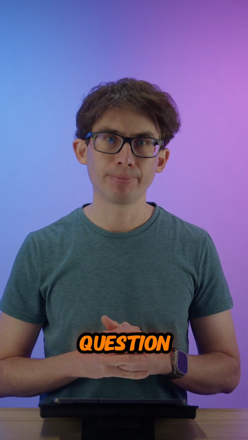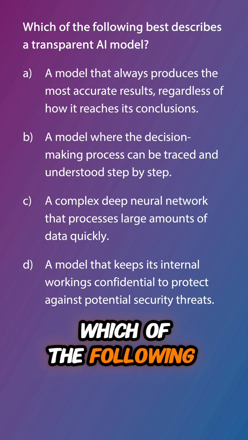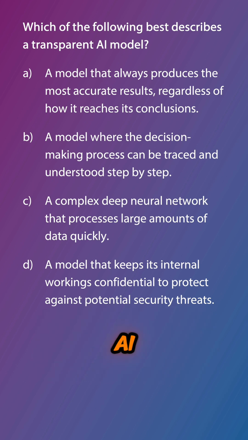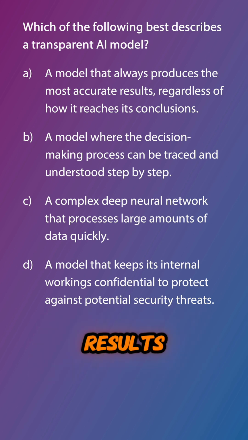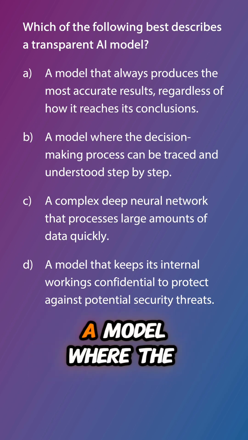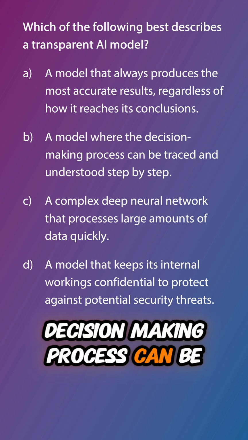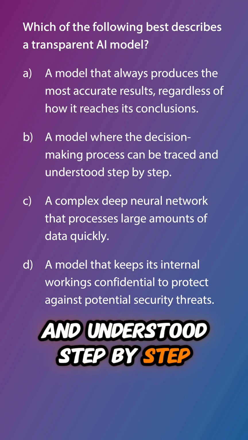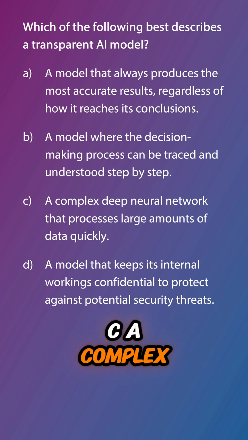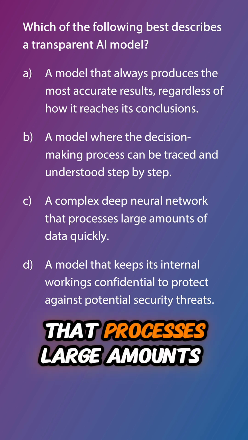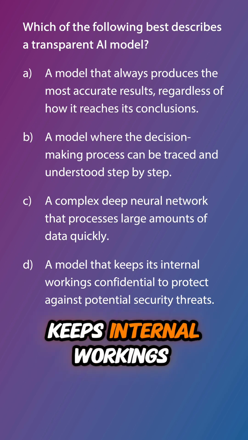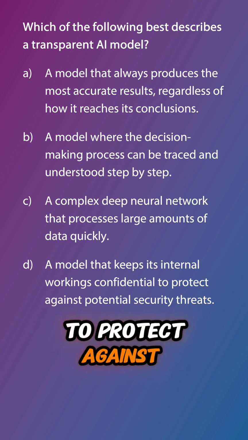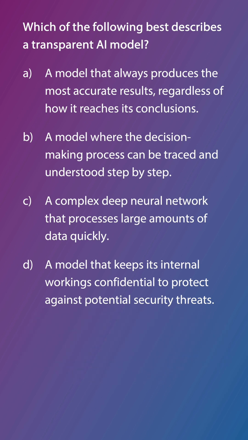Let's do a review question. Which of the following best describes a transparent AI model? A, a model that always produces the most accurate results regardless of how it reaches its conclusions. B, a model where the decision-making process can be traced and understood step by step. C, a complex, deep neural network that processes large amounts of data quickly. Or D, a model that keeps its internal workings confidential to protect against potential security threats.